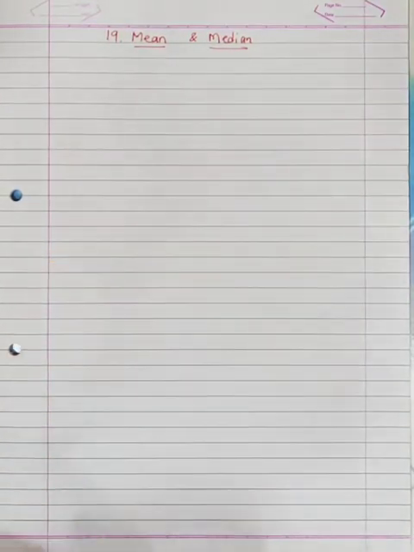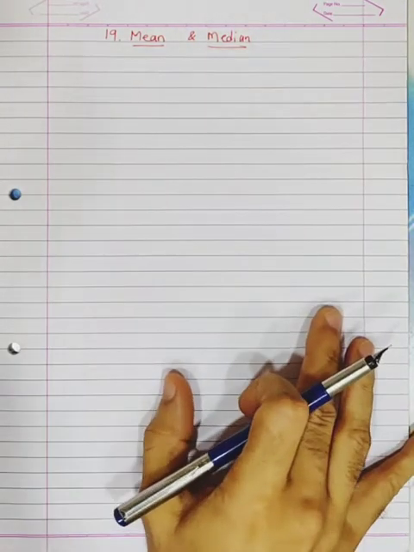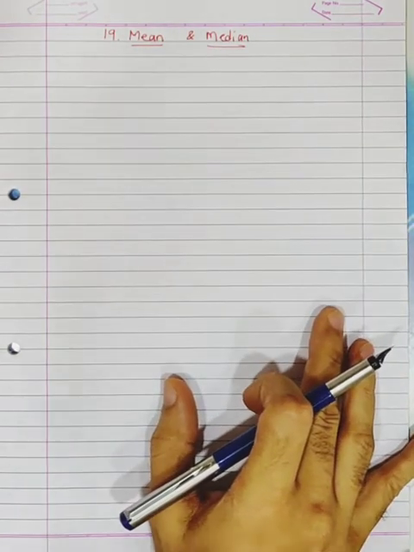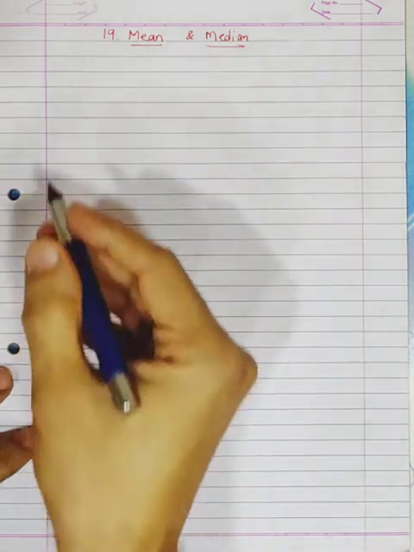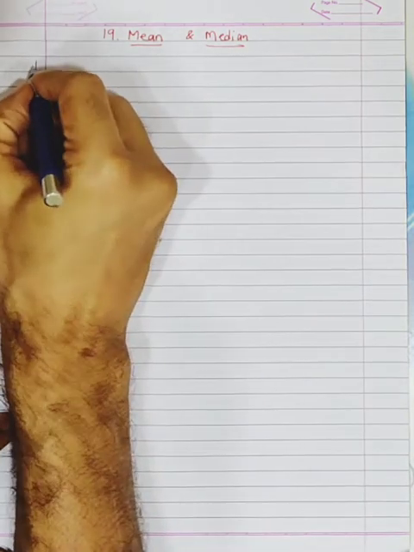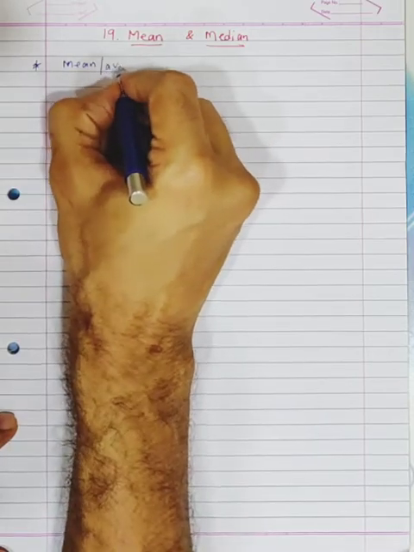Okay, students, so we'll start a new chapter, mean and median. It's a very simple chapter, and hardly there are just 2-3 formulas in this chapter and very simple logic. So first we'll start with the mean. Now, what do you mean by mean? Mean is also called as what? Average.